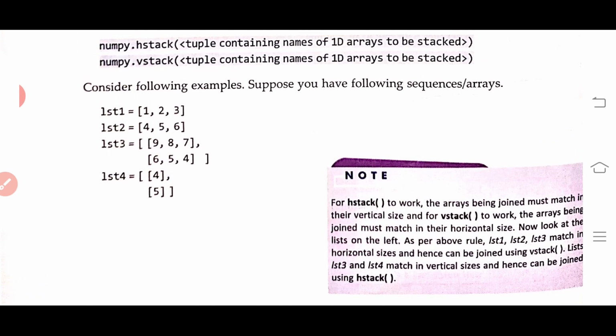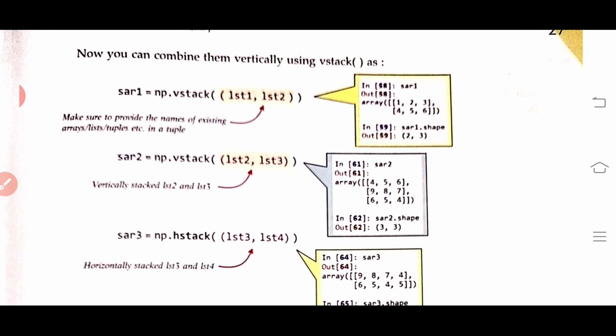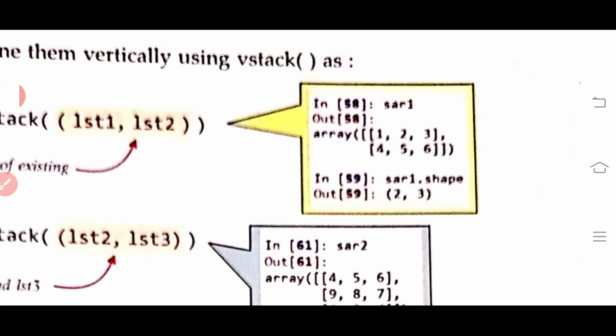Here you are familiar with lst1 and lst2 having elements 1 2 3 and 4 5 6. So what is the answer of this? It will join vertically, means downward, just down to the elements of LST1, add the elements of LST2 and keep the resultant in SAR1. See the output when you type SAR1 in this box. The output is: down to the elements of LST1, 1 2 3, the elements of LST2 are added, 4 5 6.